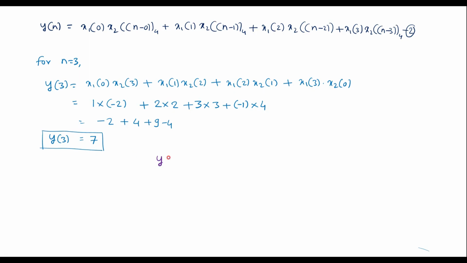Therefore, we can write y of n is equal to x1 of n convolved with x2 of n, which is equal to 3, 3, 22 and 7. This is the required result.